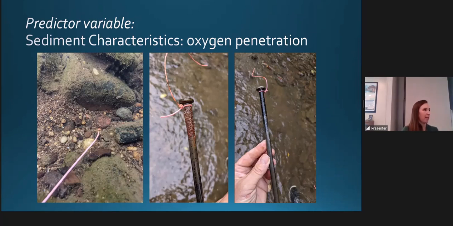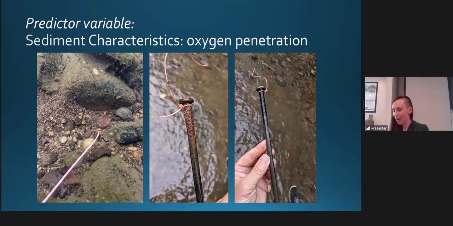So we have this iron stake that we put in the benthos, so it's buried. The middle picture shows an oxygenation depth of about 30 millimeters, and then the one on the right shows very little oxygenation depth or penetration in the river system.